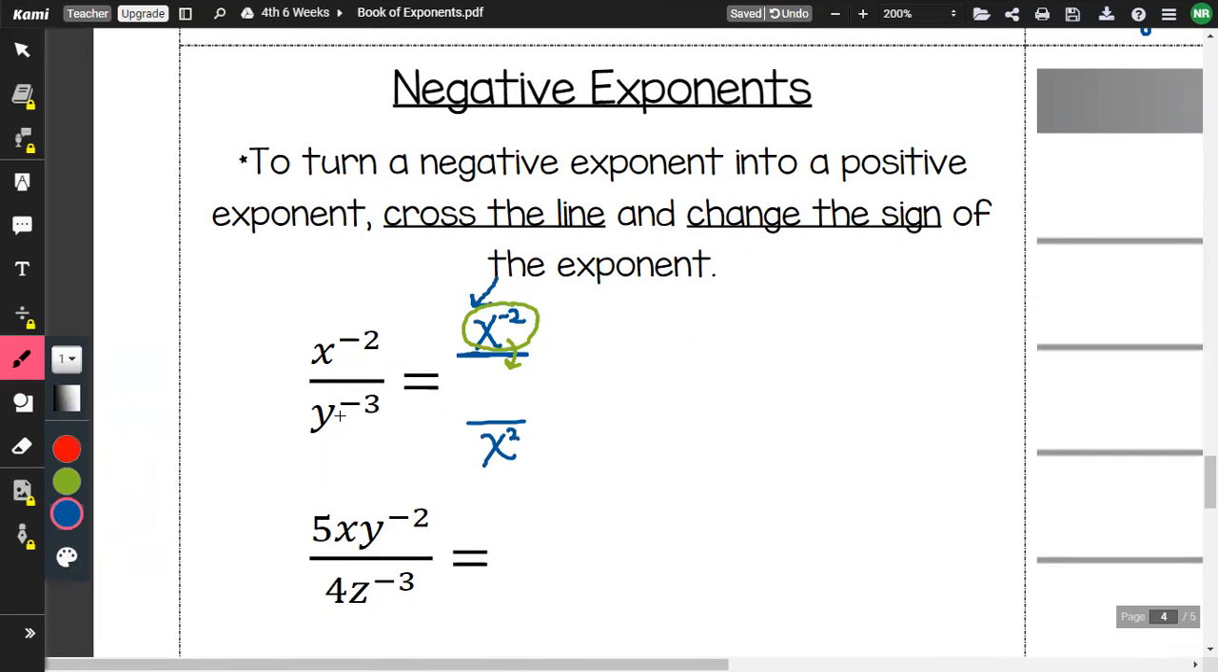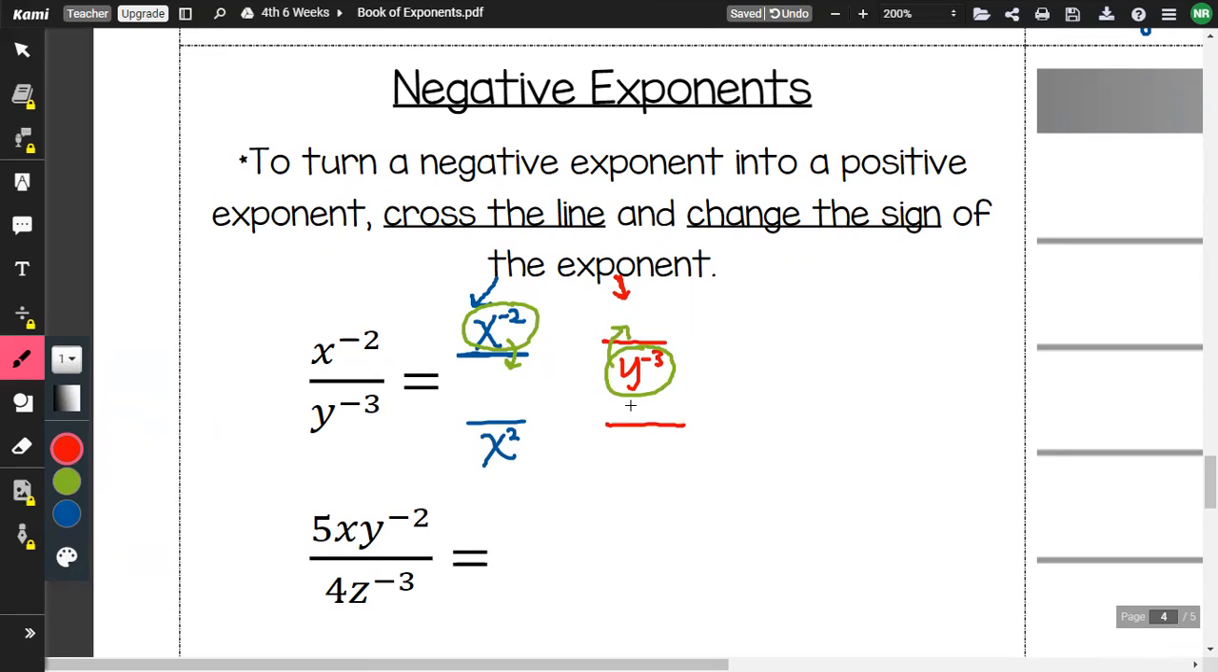Now, since there are other parts of my answer, I'm not going to fill it in with the 1 just yet. Another group that we have is y to the power of -3. That is currently at the bottom. Once again, it has a negative exponent. So the only way to make it positive is to move it to the top.